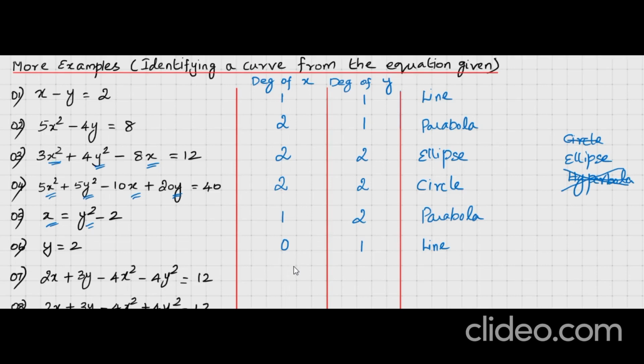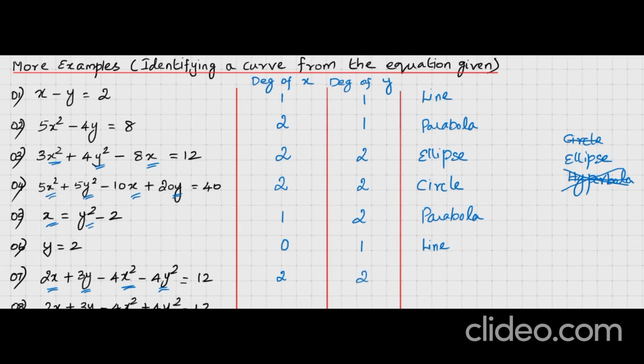See, come to the next one. Here what is the degree of x square and what is the degree of x here? See, x occurs here as well as here. The x power is 1 here. The power of x is 2 here. So the maximum power is 2. And the power of y is 1 here, and the power of y is 2 here. So the maximum power is 2.